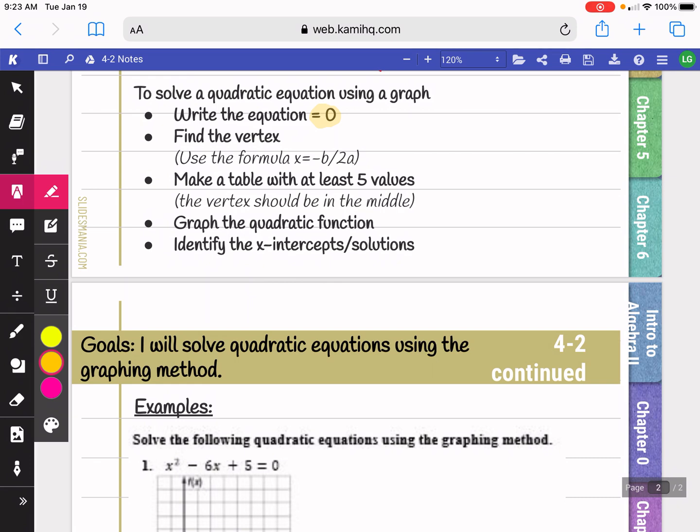We're going to start by finding the vertex using the formula x equals negative b over 2a. If you can get that x from the vertex, then you can find at least the 5 values that center around it, with a vertex in the middle, and that'll more or less show you what your parabola is going to look like. Once you have your parabola sketched with at least those 5 points, you can identify your x-intercepts because those are going to be your solutions.